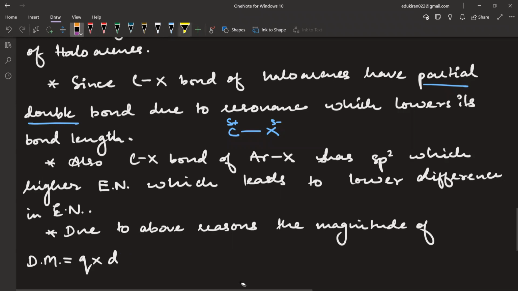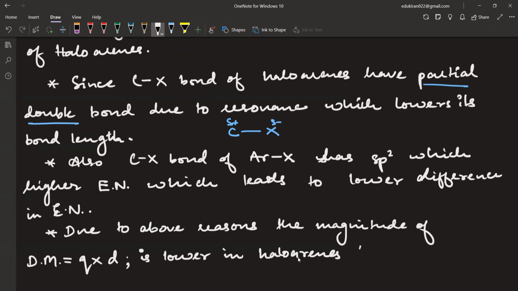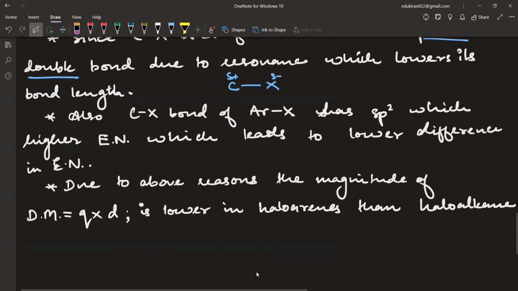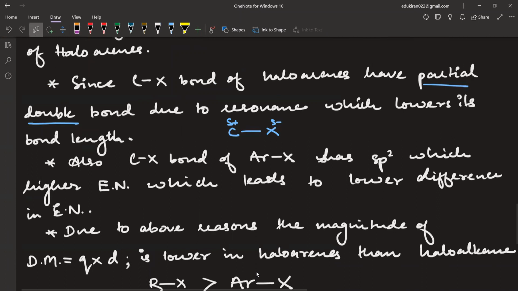Due to the above reasons, the magnitude of dipole moment is lower in haloarenes than haloalkane. Okay, so RX has higher dipole moment than ArX. Write this down. Let me know when you're done.